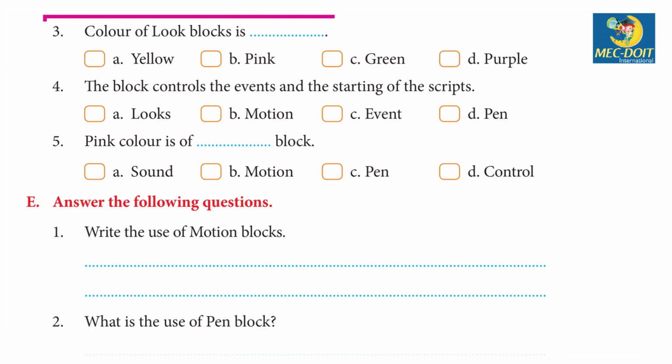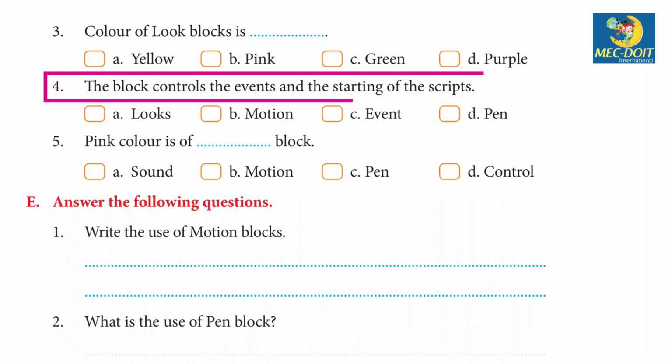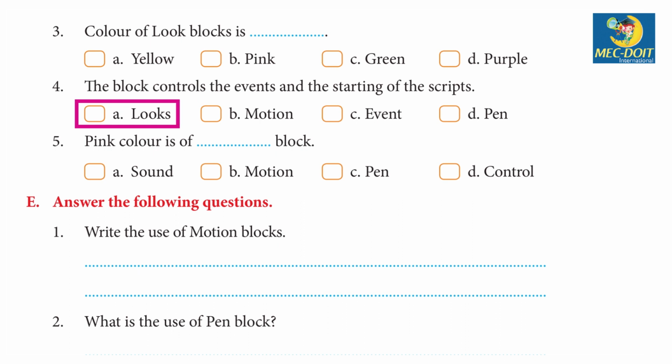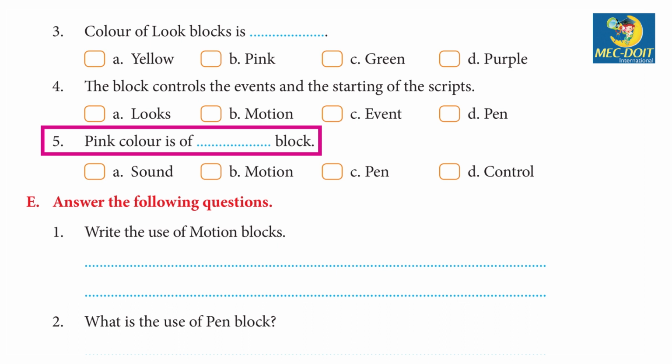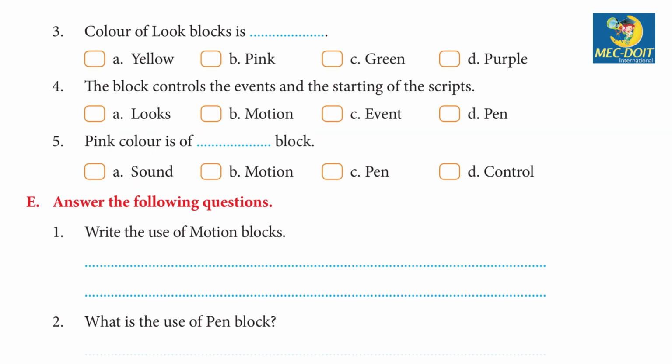Backdrop. 3. Color of looks block is dash. A. Yellow. B. Pink. C. Green. D. Purple. Answer: D. Purple. 4. The block controls the event and the starting of the scripts. A. Looks. B. Motion. C. Event. D. Pen. Answer: C. Event. 5. Pink color is of dash block. A. Sound. B. Motion. C. Pen. D. Control. Answer: A.